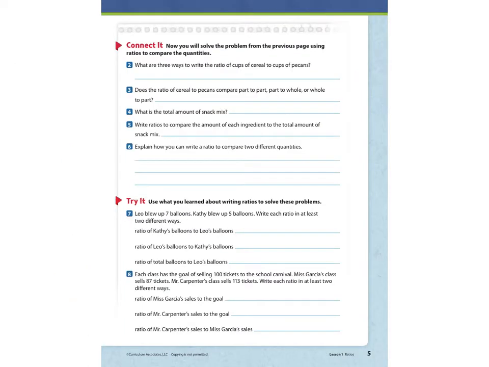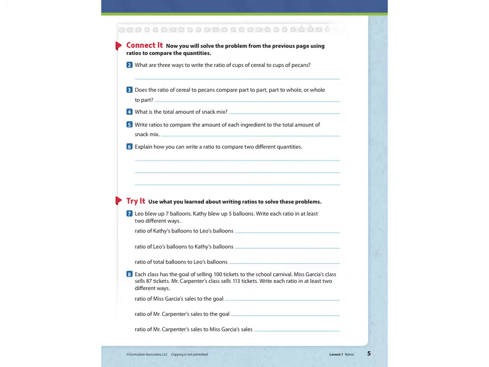So we're going to take that information. If you flip over to the second page, this is what I want you to focus on as we work through here. Some of these questions I am going to ask you to pause, try them, and then come back and check. So looking at question number 2. Okay, so the connect it. Now you will solve the problem from the previous page using ratios to compare the quantities. So number 2, what are 3 ways to write the ratio of cups of cereal to cups of pecans?